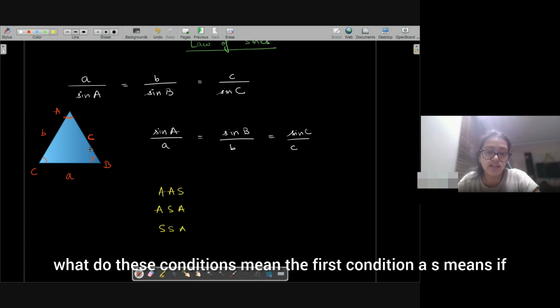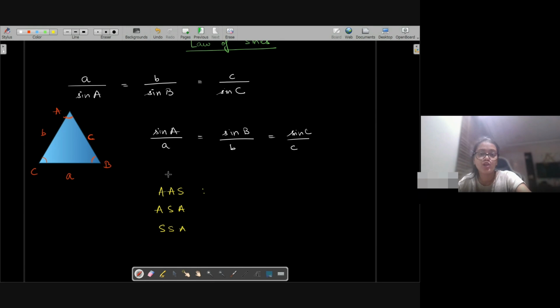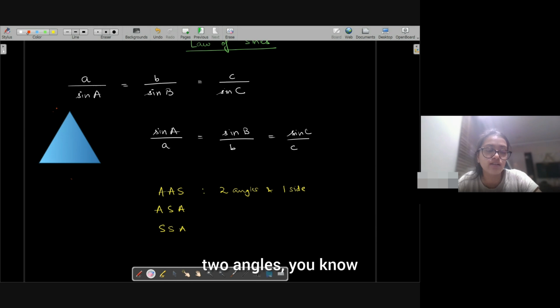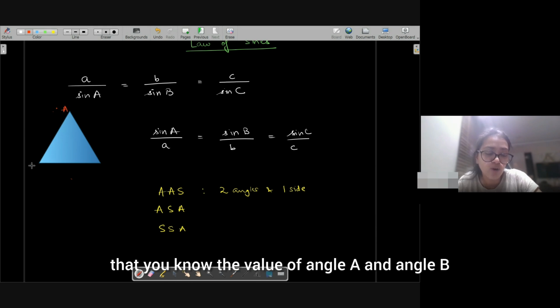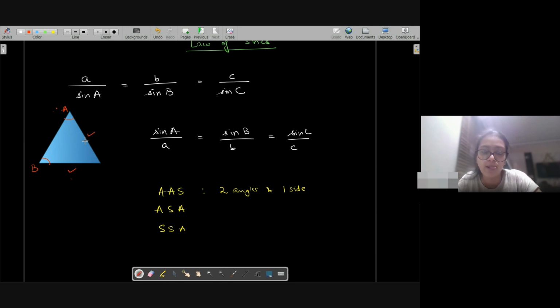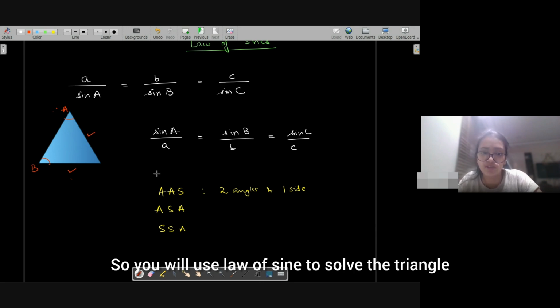Now, what do these conditions mean? The first condition, AAS, means two angles in a triangle are given, and one side is given. For example, you know the value of angle A and angle B, two angles, and any one side is given, which is not between the angles. Let's say this side is given or this side is given. So this is the condition of AAS. So you will use law of sine to solve the triangle.